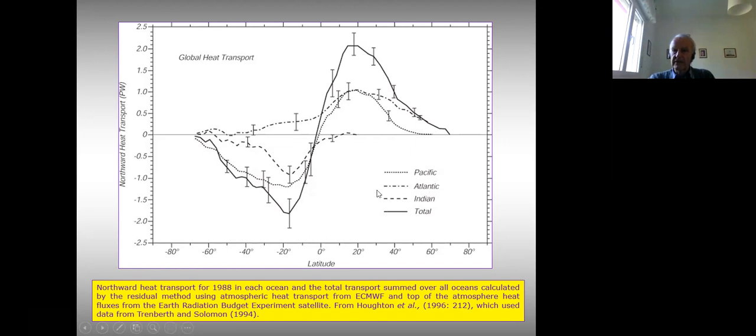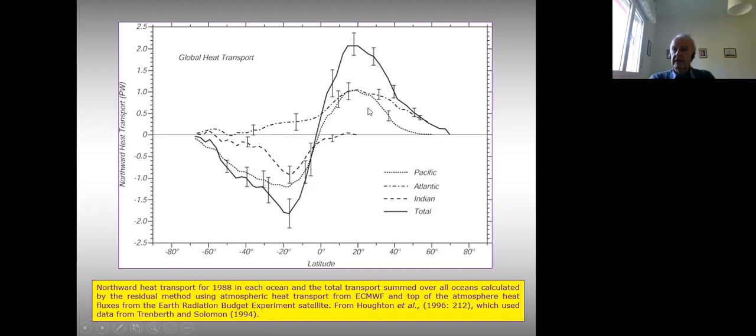The Atlantic Ocean is the dash-dot line. And the Atlantic Ocean gives you mainly southward transport. The northward transport is relatively weak. We will see later on why this is so.